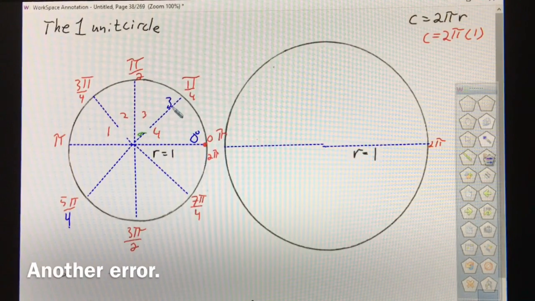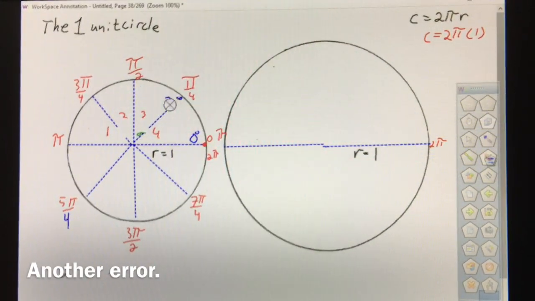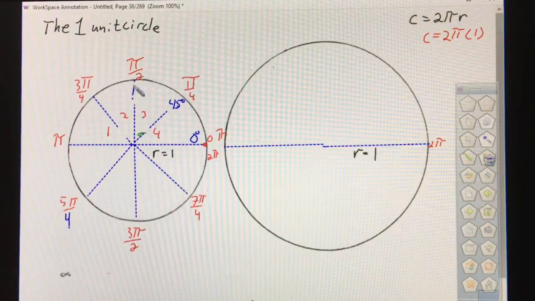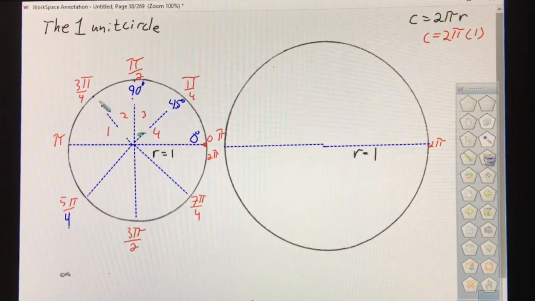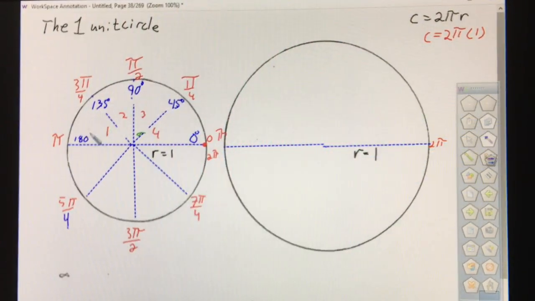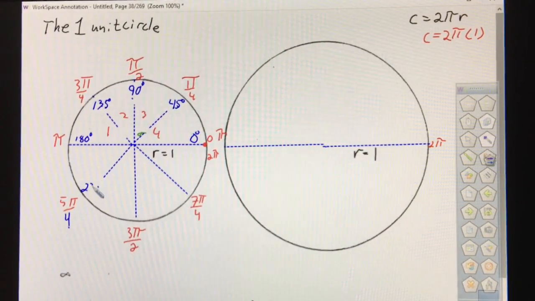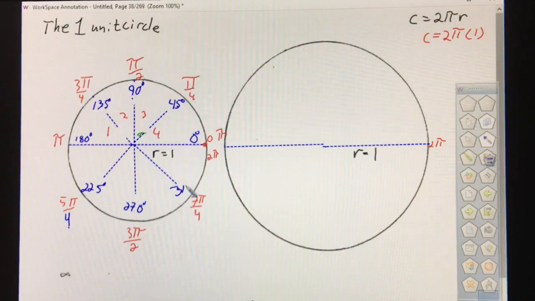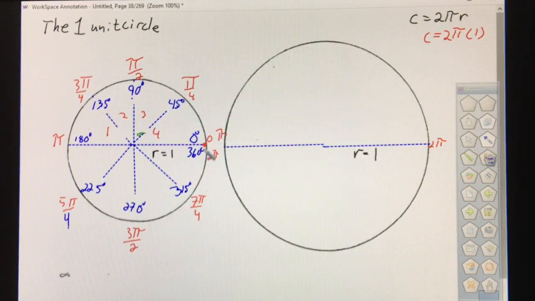0 degrees, 30 degrees. Nope, not 30. Add 45. 45 degrees. Add 45, 90 degrees. What's the next one? 135, 180. Halfway around the circle is 180. How about this one? 225 degrees. Not too often do we do 270. Then, this is the big one, 315 degrees. And a full circle would generate 360 degrees.